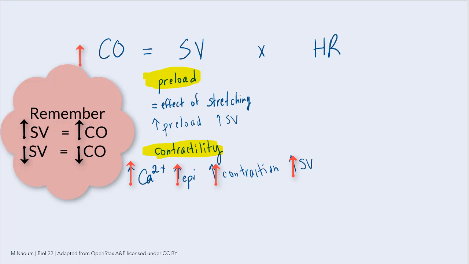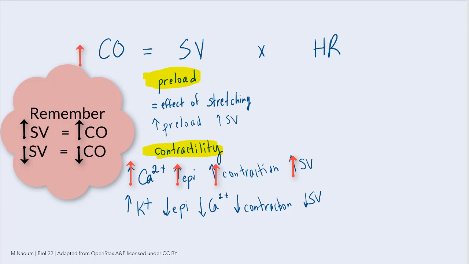Some conditions that decrease strength of contraction are increased levels of K+ or potassium, a decrease in norepinephrine, a decrease in calcium. Maybe there are calcium blockers, acidosis, inhibition of the sympathetic division, as well as some anesthetics. All of these can lead to a decrease in strength of contraction or contractility, which will lead to less blood being ejected from the ventricles and a decrease in stroke volume.